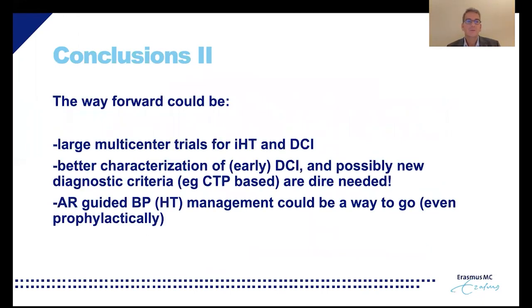So in my opinion, the way forward could be to do large multi-center randomized clinical trials for induced hypertension and DCI. We should have a better characterization of early DCI and possibly new diagnostic criteria, for instance, based on CT perfusion. And I think the way forward may be autoregulation-guided blood pressure management in SAH patients, which can be used to treat DCI or be used as a prophylactic therapy.